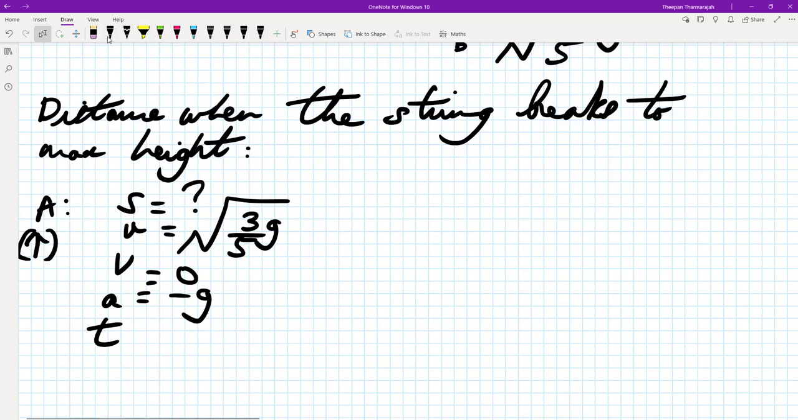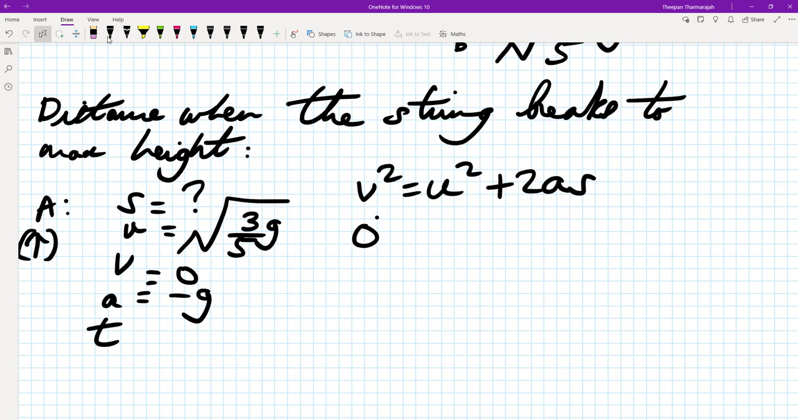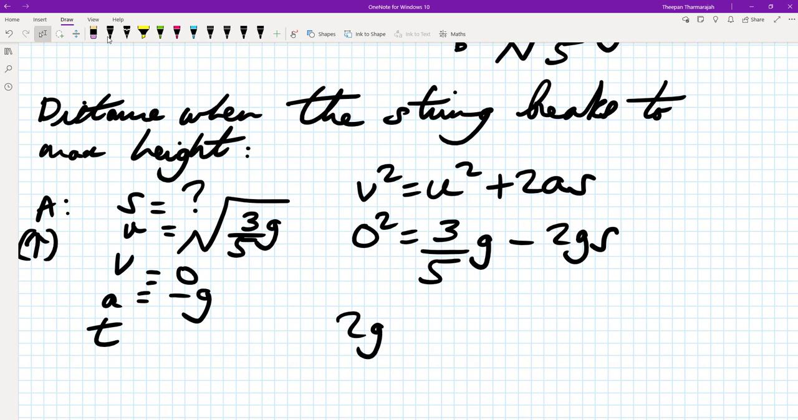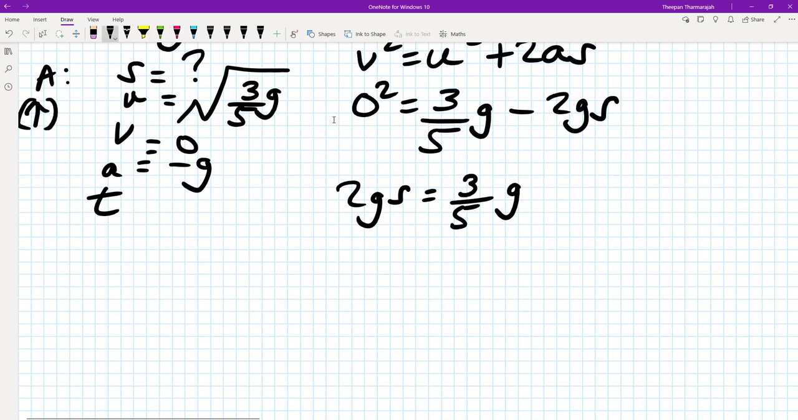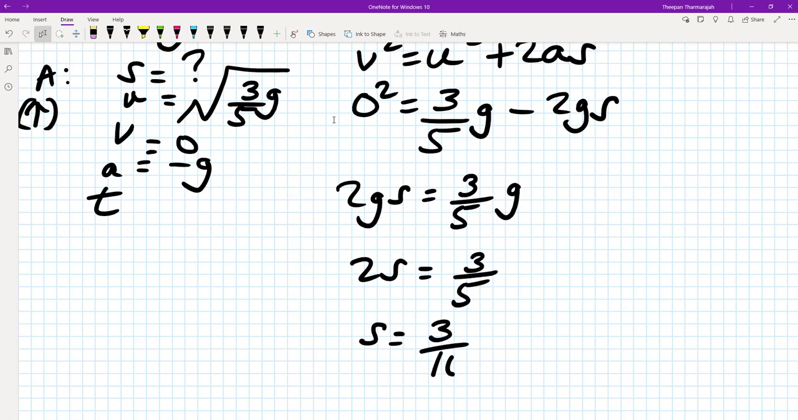So now we can go ahead and use SUVAT. We're going to use v squared is equal to u squared plus 2as. So v is 0, so we get 0 squared. u squared is just 3/5 of g, because the square root and the square cancel out, minus 2gs. So we get 2gs is equal to 3/5 of g. The g's cancel out, so I simply get 2s is 3/5. So s is just 3/10.